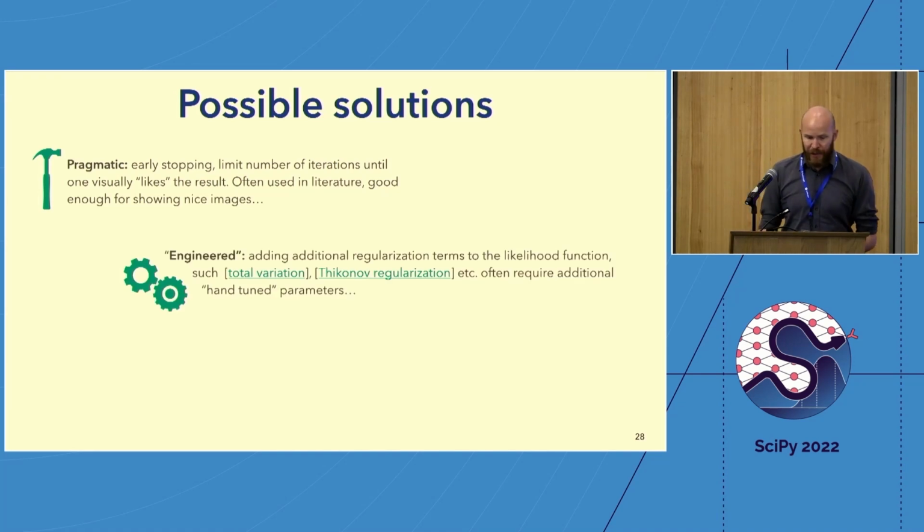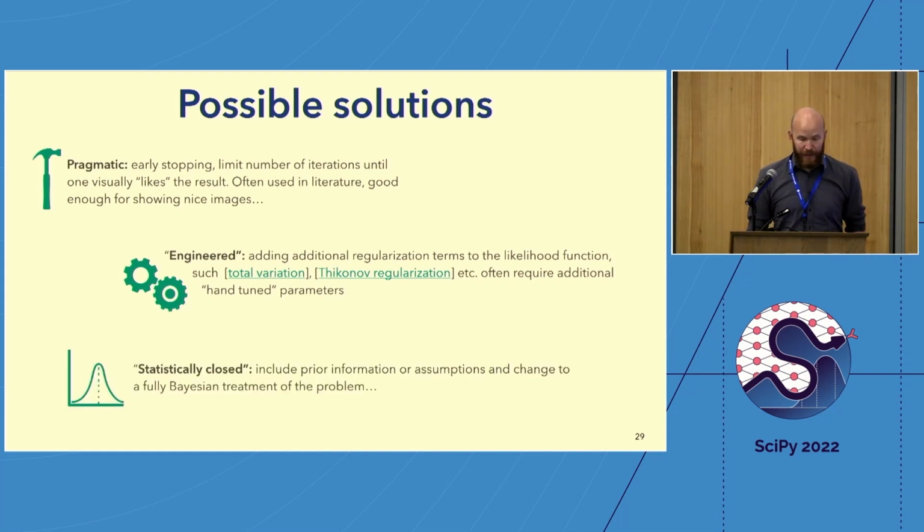Then there are variations that I would call an engineered solution. This consists of adding additional regularization terms to the likelihood function. Some of the better known ones are total variation or the Tikhonov regularization. And those often require introducing additional hand-tuned parameters.